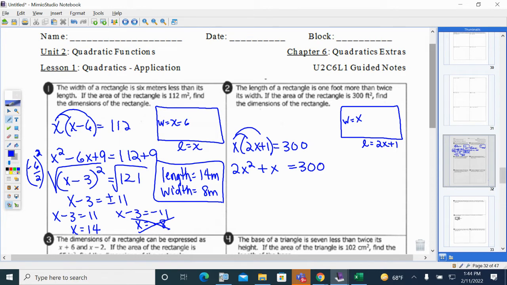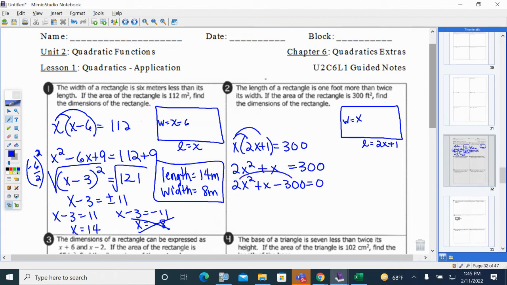And again, you get to choose what method you want to use to solve this, whether it be factoring or quadratic formula or completing the square. It cannot be square root property because we have an x in the middle. I am not going to use completing the square on this one because I would have to divide everything by 2, and that's going to give me a fraction for the b. And I'm just going to subtract the 300.